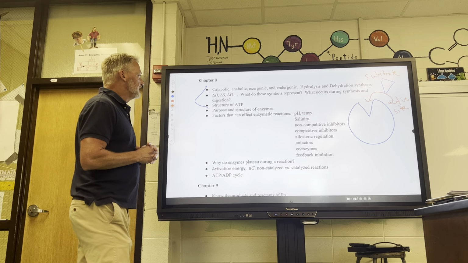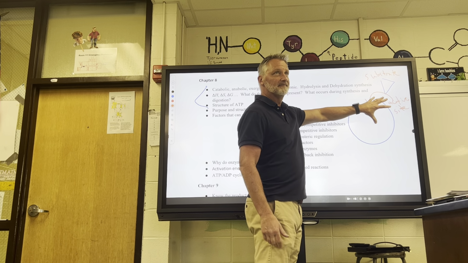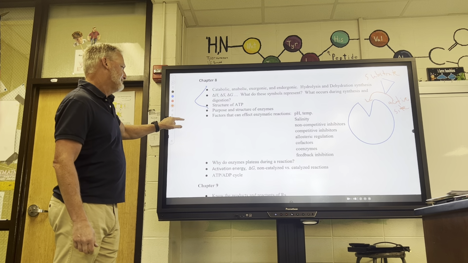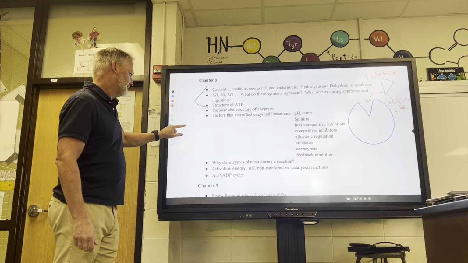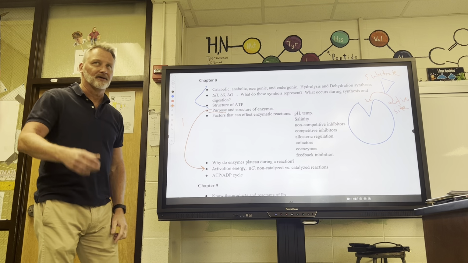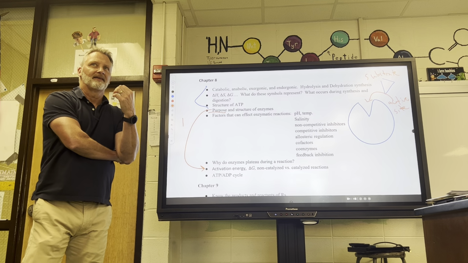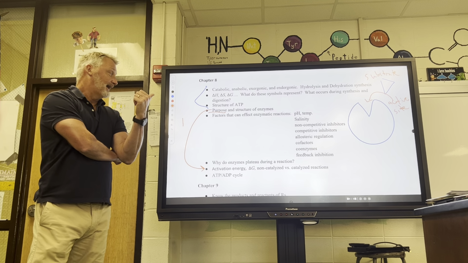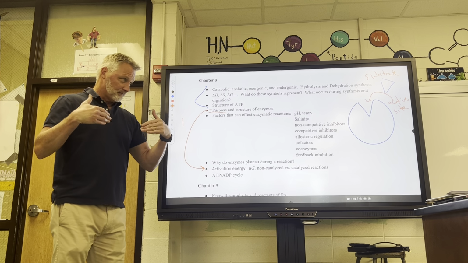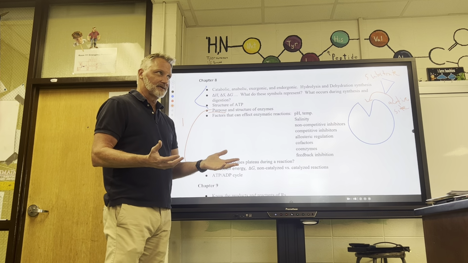Okay. So enzymes, purpose and structure. There's the structure, the purpose. I'm going to hold off on the purpose because we're going to do it right here. But overall, enzymes are defined as they lower the activation energy. I'll talk more about activation energy in a little bit, but that's what they do. They speed up reactions by lowering the activation energy, okay?